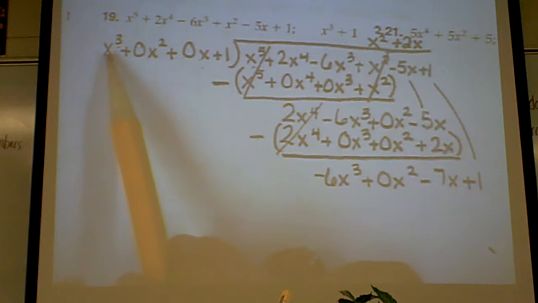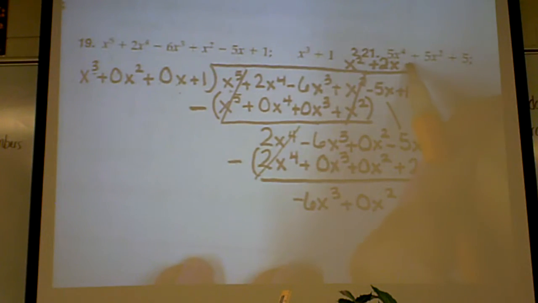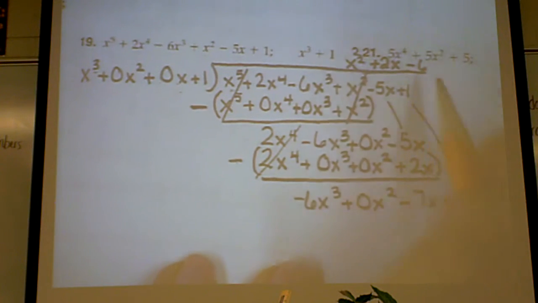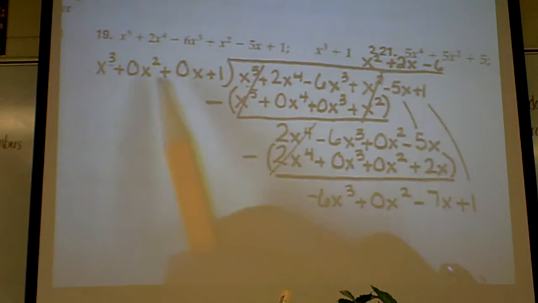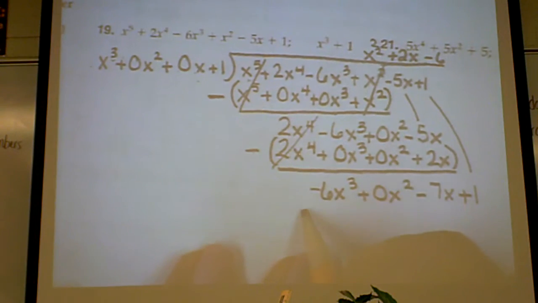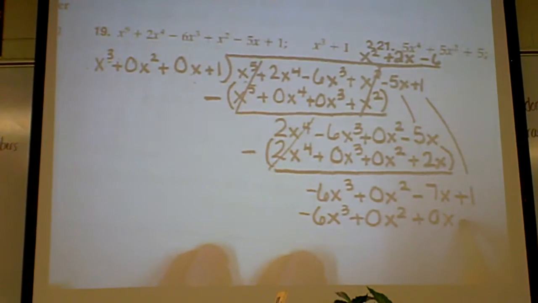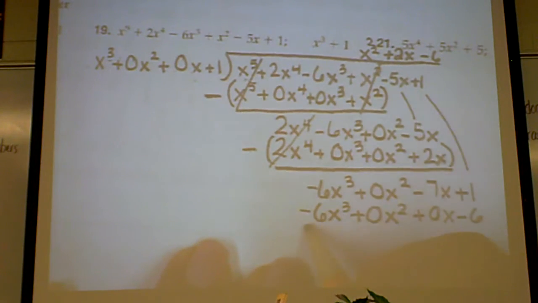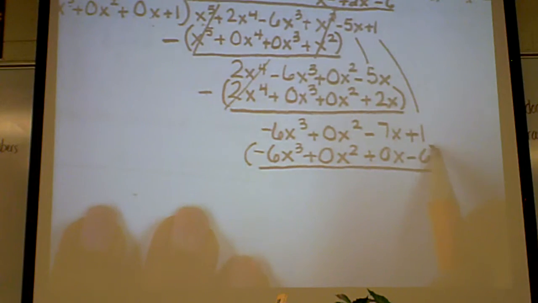What do we need to multiply x cubed by to get negative 6x cubed? Negative 6. And then we're done. Whatever's left is our remainder. So negative 6 times x cubed. And then we have no x squared, no x, and negative 6. So, subtract. What do you get?